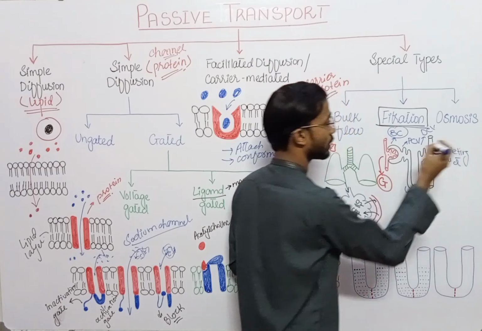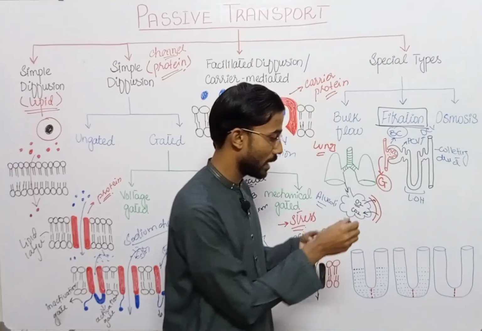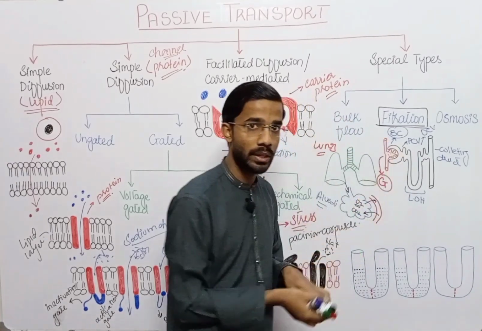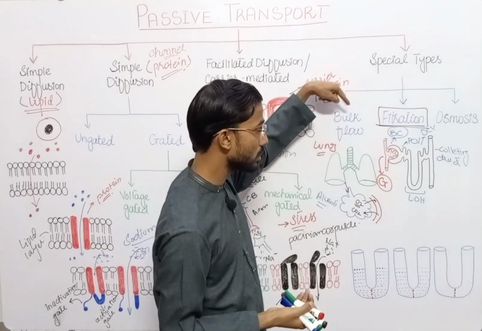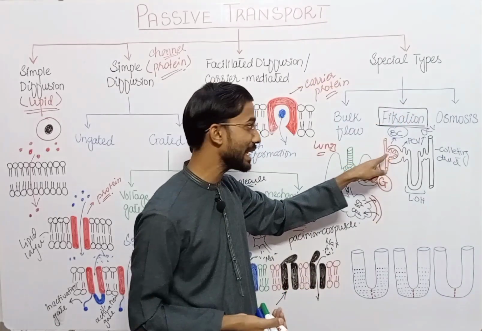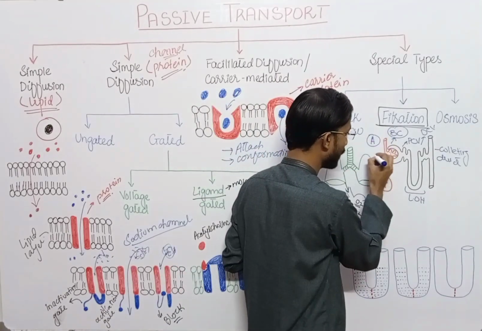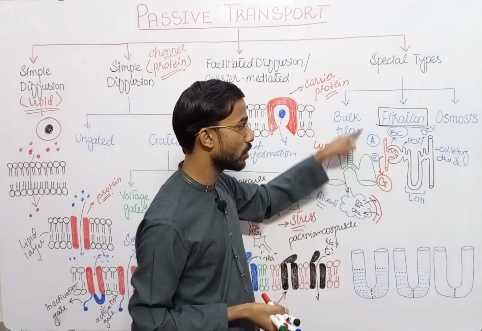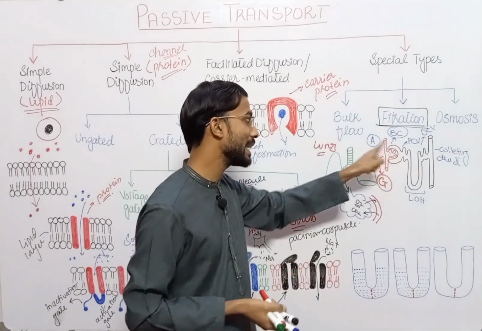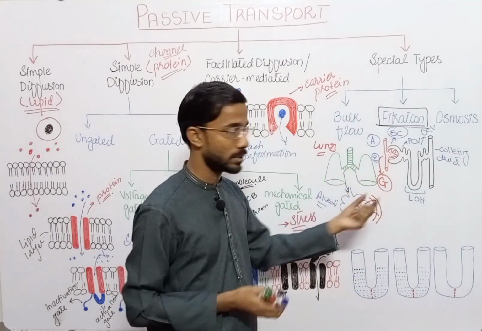So this is actually the structure of the nephron. If we talk about the glomerulus, these are the afferent and efferent arterioles. Afferent arterioles enter the glomerulus, and efferent arterioles exit the glomerulus.